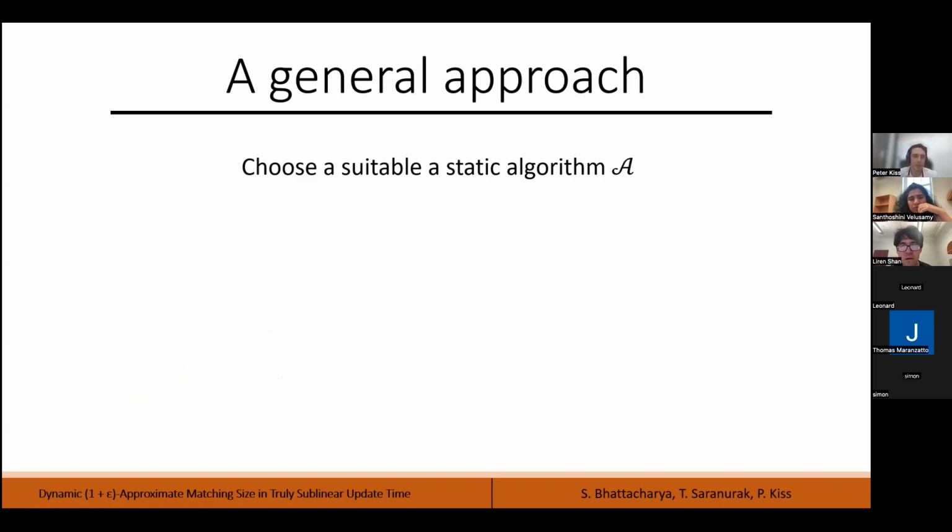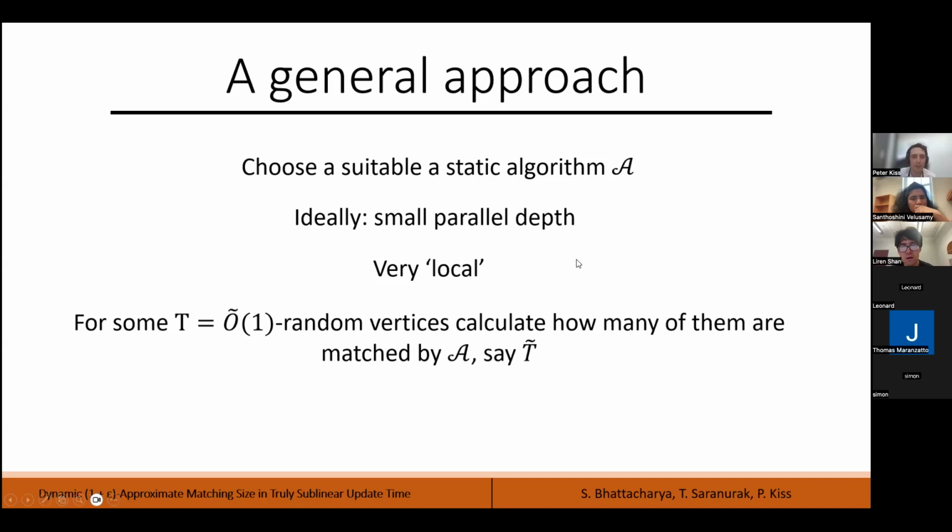for other problems as well, is that we choose some static algorithm, A, which has some nice properties: small parallel depth, highly randomized, and its computations are very local. I mean, it would be quite hard to grasp which properties this should be, but this is what you should think of. And we sample some small number of vertices, say some polylog vertices, and we check whether they are matched under this matching, the matching computed by this algorithm on this particular graph. And then we just extrapolate the ratio of these matched vertices towards the whole graph. And we will say that that's a good approximation. As far as I'm aware, and I might be wrong here, all of the sublinear matching algorithms actually do this.